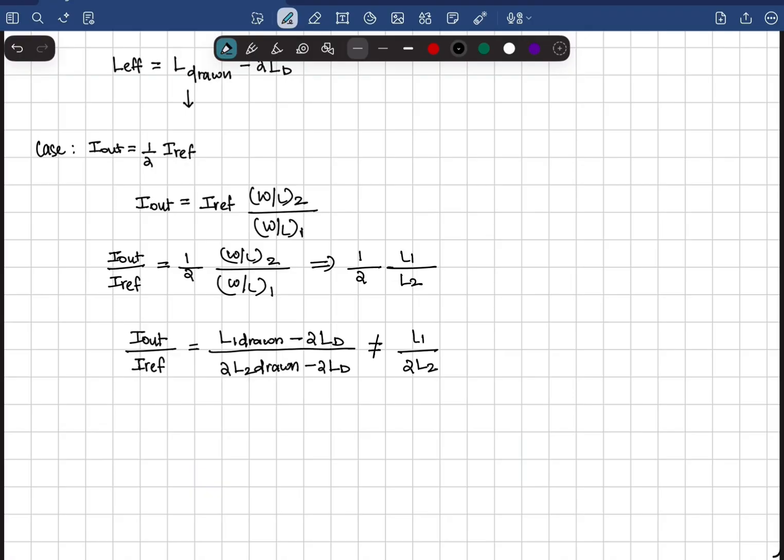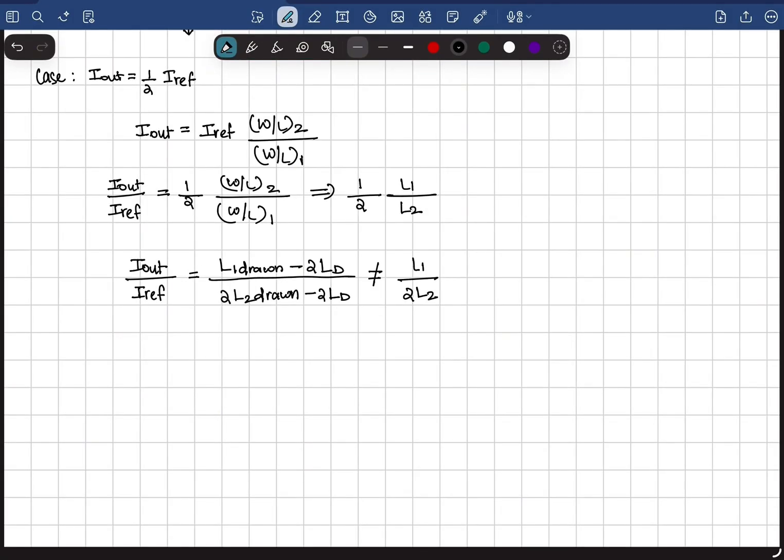However, manipulating the width also comes with its own drawbacks because the corners of the gate are kind of poorly defined. So when we double the drawn width, the actual width doesn't necessarily get doubled, but still it's better than changing the length of the MOSFET. So to get perfect scaling in current mirrors, we rely on a concept called unit transistors.